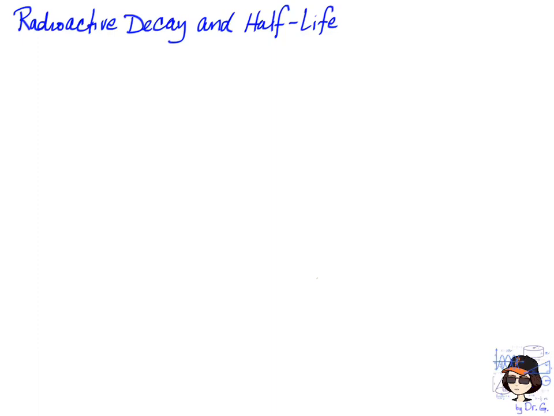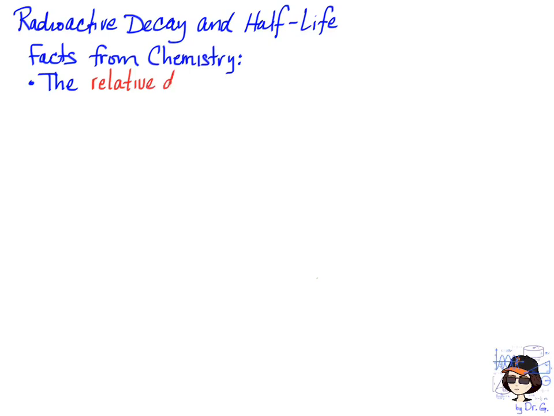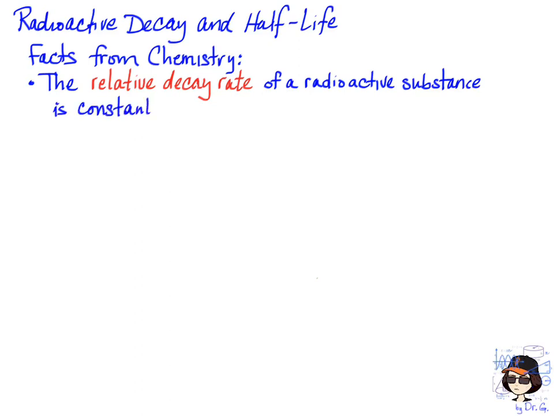In particular, we're going to be talking about radioactive decay and carbon dating. We'll do an example. We're going to use a couple of facts from chemistry. The first fact we're going to use is that the relative decay rate of a radioactive substance is constant. And, as I mentioned, it's also negative.